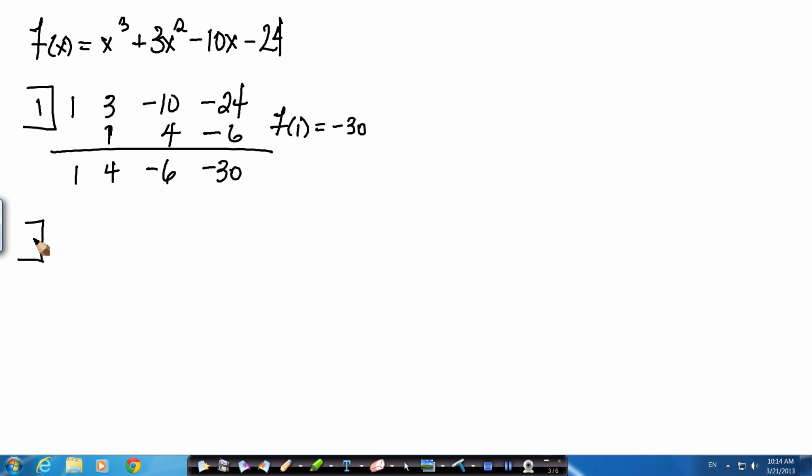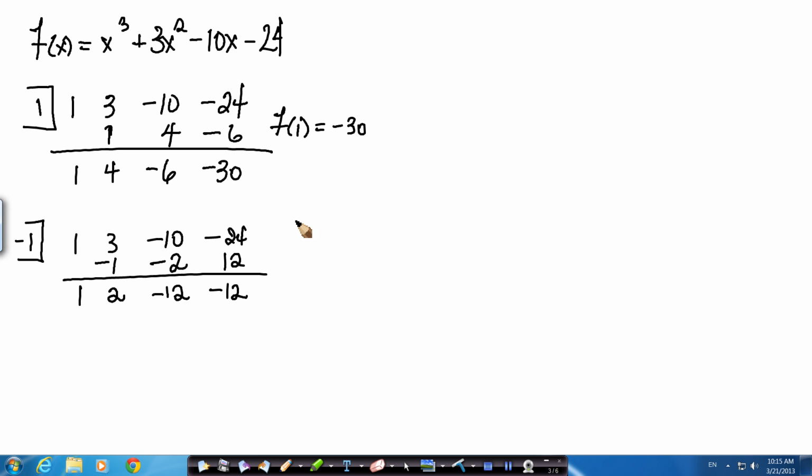I'm going to try negative 1. 1, 3, negative 10, negative 24. Draw our line. Bring the 1 down. 1 times negative 1 is negative 1. 3 minus 1 is 2. Negative 1 times 2 is negative 2. Negative 10 plus negative 2 is negative 12. Negative 1 times negative 12 is 12. Negative 12. Okay, well, we know that when x is negative 1, our function is negative 12. Still not exactly what we're looking for.